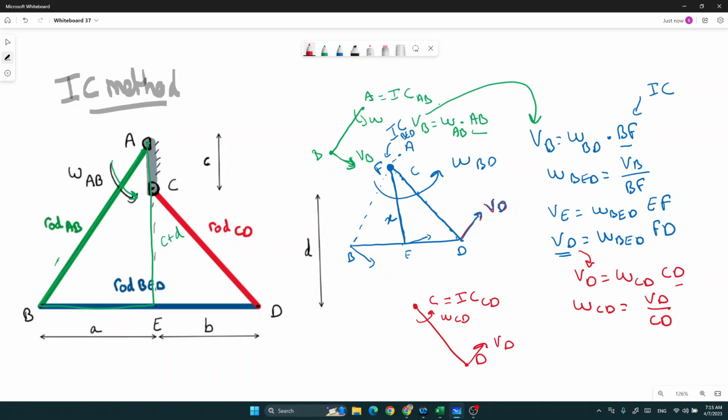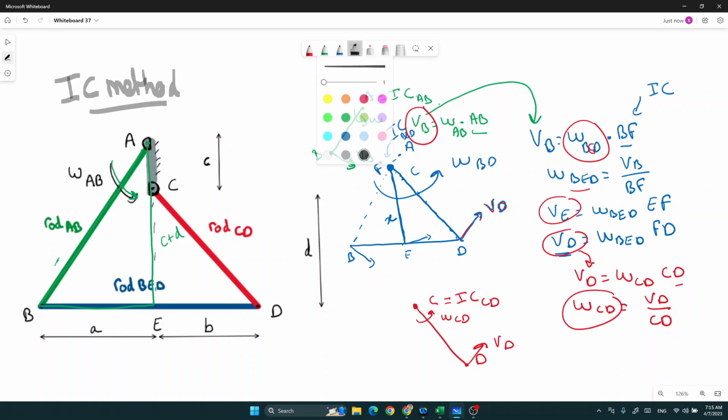Try this. Try to see if you can find VB. After you find VB, you will find omega BED using that method. After that, you have omega BED, you can find VE, you can find VD, and after that, you have VD, you can find omega CD. That said, you need to find all those distances. You need to find the distance AB. You need to find, I'll put it in blue, the distances BF, FE, FD, and you need to find the last distance, the distance CD. All of those for the IC method. Hope that helps.